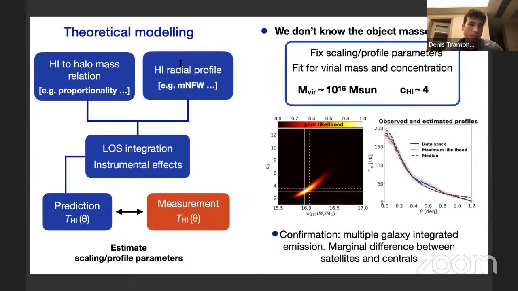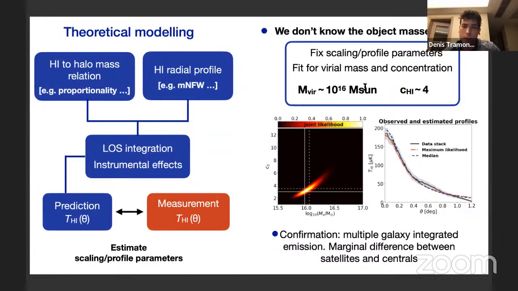But in our case, we don't know the masses of these objects that we detect. So we're kind of missing the starting point of this process. So the only thing that is left to do here is just to take this scaling relation and the profile as granted. We don't touch the parameters, and we just fit for what we don't know, which is the real mass of the objects. We also allow, in the case of the profile, one free parameter, which is the HI concentration. When we perform the fit, we obtain this kind of result. This is the posterior distribution of the parameters. And this is a comparison between the measurement and the best fit. We see that the prediction is quite good in capturing the dependence of the measurement on the angular separation.